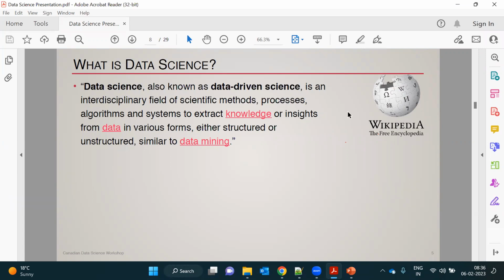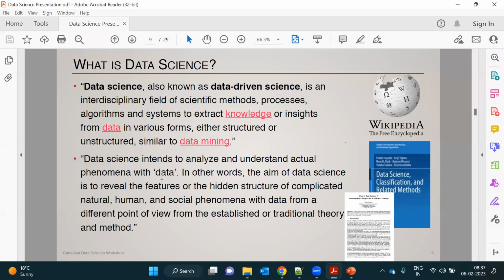For this brain, we feed the inputs for the weather forecasting: the breeze current is this much, the sun temperature is this much, the humidity is this much. When I give these things to the algorithm, the output says, okay, this will be a rainy day. So that is what happens in data science. We extract the data, we process the data, and we feed it to the algorithm, and the algorithm gives the prediction. The data can be in various forms, either structured or unstructured. Data science intends to analyze and understand the phenomena, and it tries to reveal the hidden logic, and based on the data, it gives you a prediction.